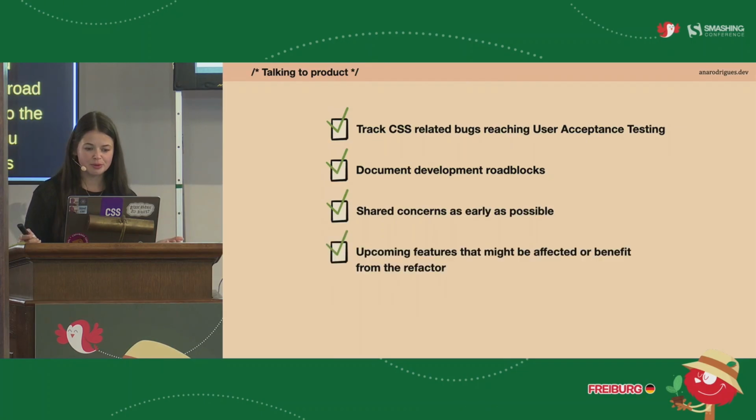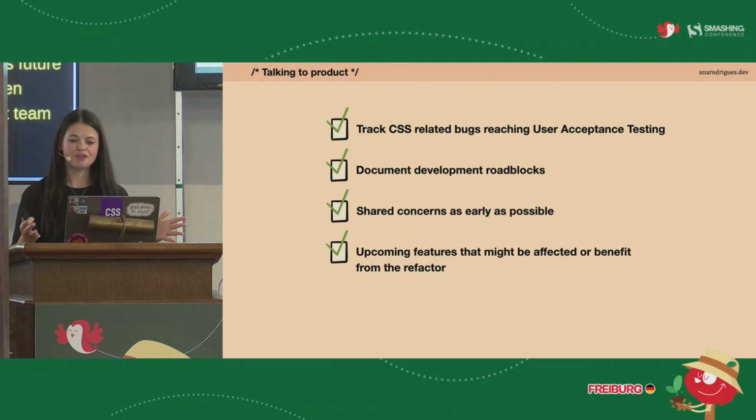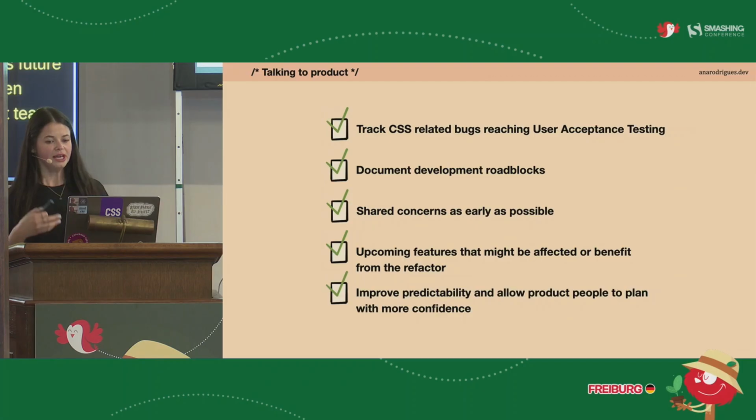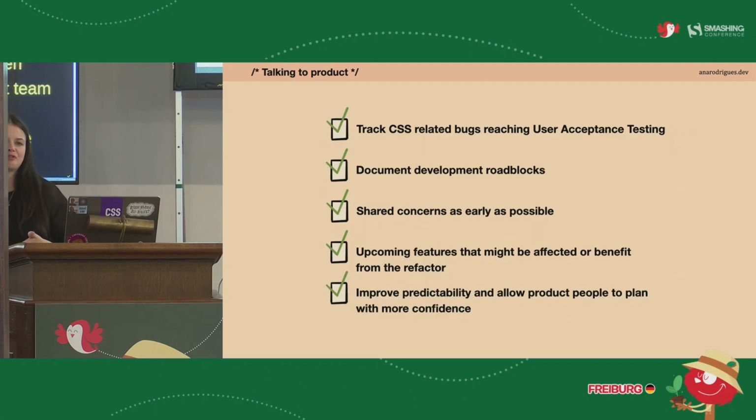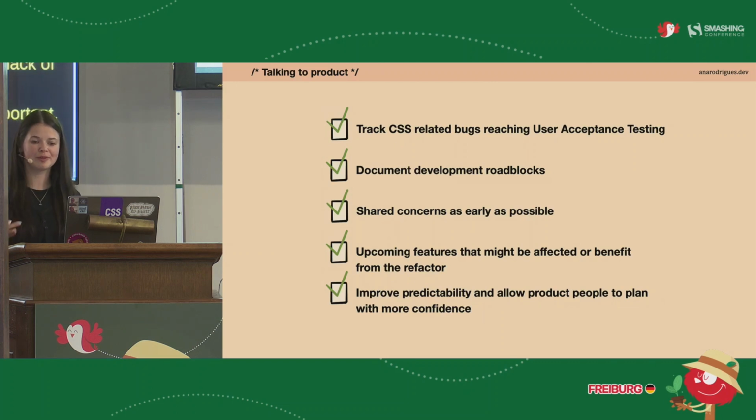Do you have visibility of the product roadmap? If so, are there upcoming features that might be affected or benefit from this refactor? And are you able to share how the lack of a refactor impacts your time estimates? Because this is also important. If you give incorrect time estimates, it's impacting product as well. If a refactor is impacting that, it would improve the predictability, which allows product people to actually plan with more confidence. It makes their life easier.